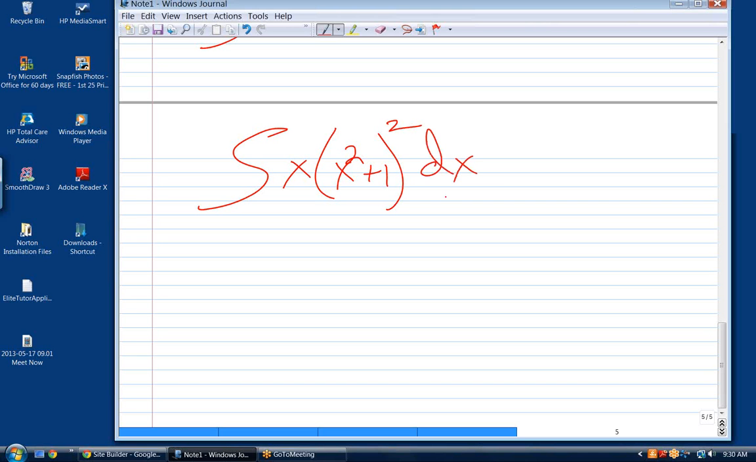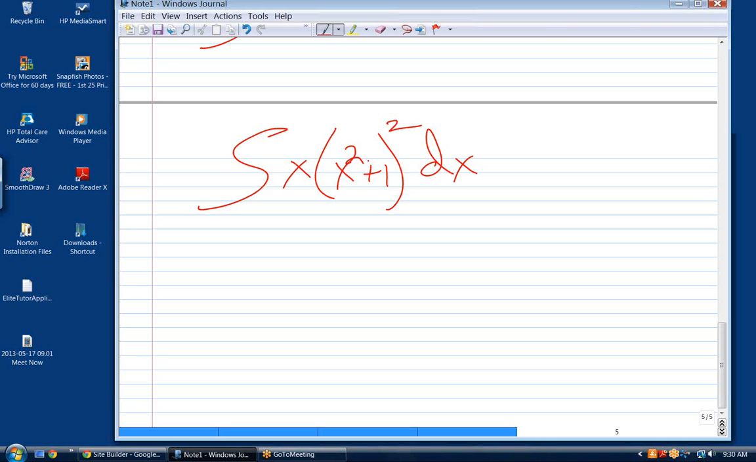Now, this doesn't differ much from the first problem. It's x instead of 2x, but notice the derivative of the inside is 2x. And this is only x. Well, I don't care about the 2. I can handle the 2 easily. That's a constant. I can take it outside the integral.